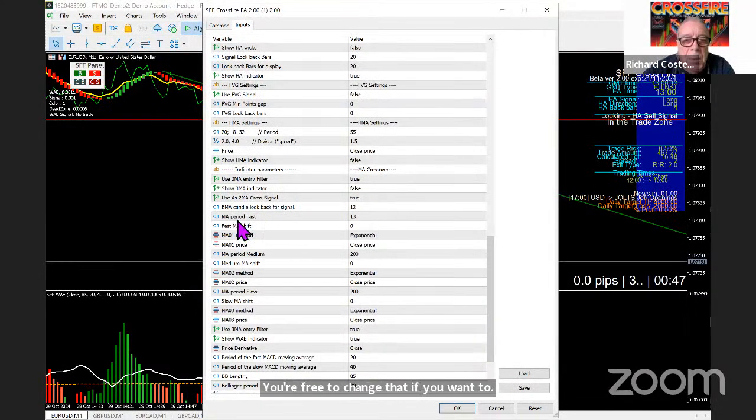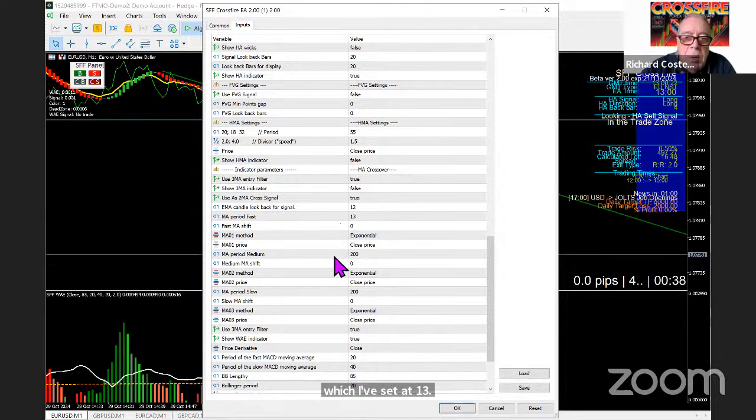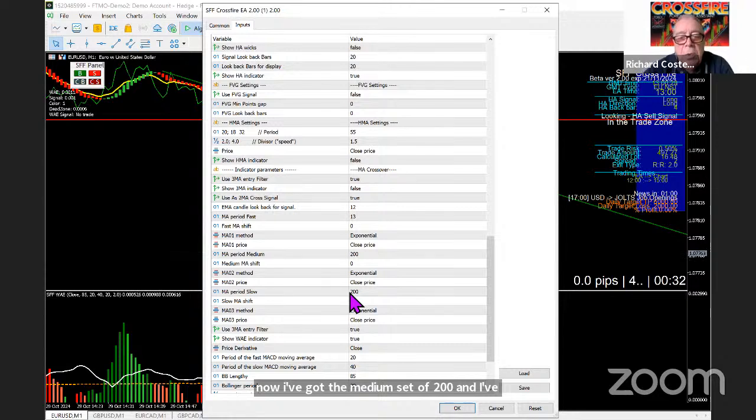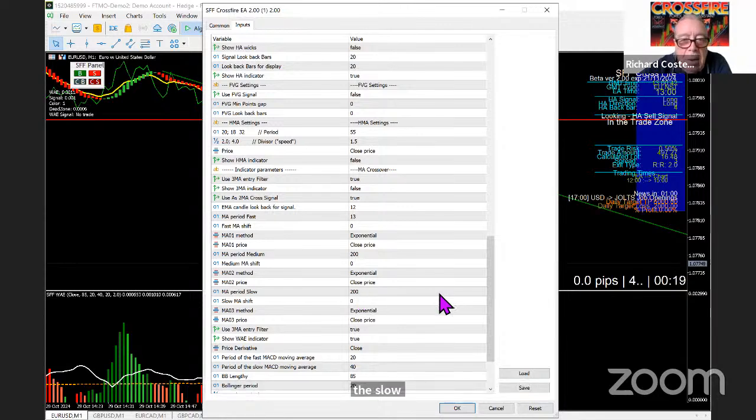Now the MA period, so that we've got a fast moving MA, which I've set at 13. And the other MA I look for is the 200. Now I've got the medium set at 200 and I've got the slow set at 200. So I'm just using the 2 moving averages, the 13 and the 200, but you need the medium and the slow to be the same, 200. And apart from that, I don't think I've changed anything.